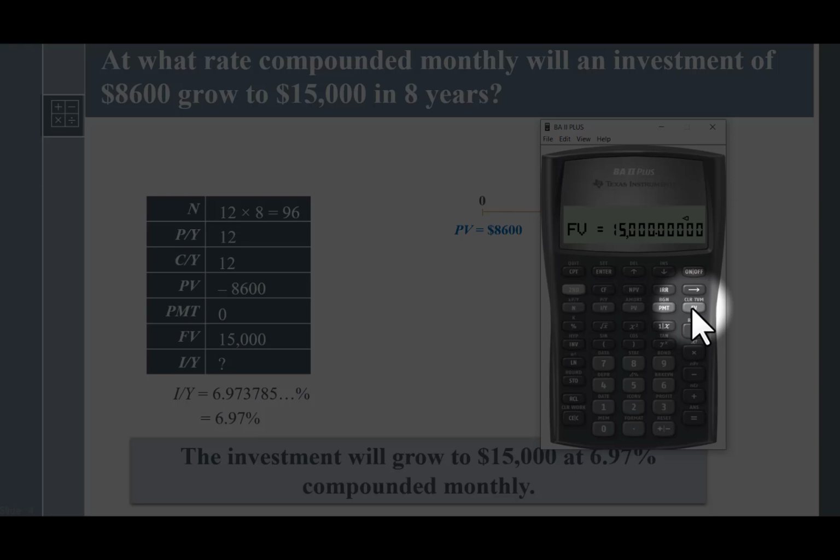So similar to future value and present value in the other two videos, keep the one that you're looking for till the end. Once you are sure you entered everything correctly, what's left for us to do is press CPT and what we're looking for. In this case, it's the interest rate. So CPT, interest rate, and you will see that the answer is 6.9737 and so on, round to two decimal places, and that would be 6.97.